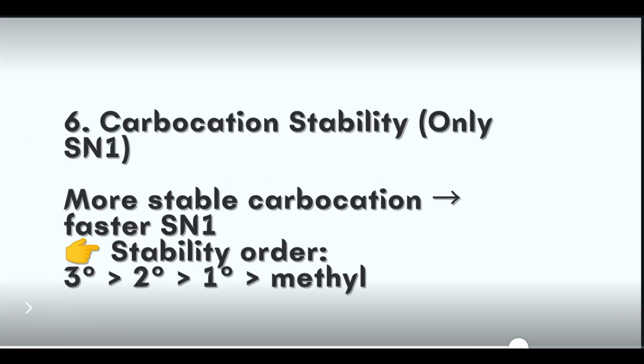Next, the sixth is carbocation stability. Here, carbocation stability matters only in SN1. The more stable the carbocation, the faster the SN1. So the stability order is tertiary, secondary, primary, and then methyl.